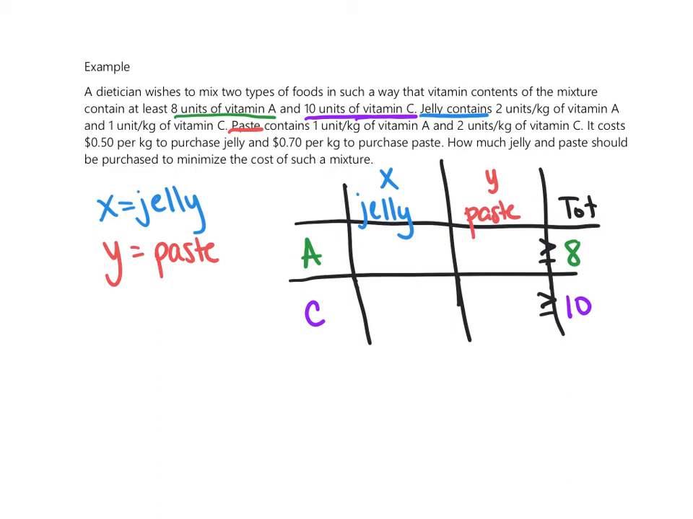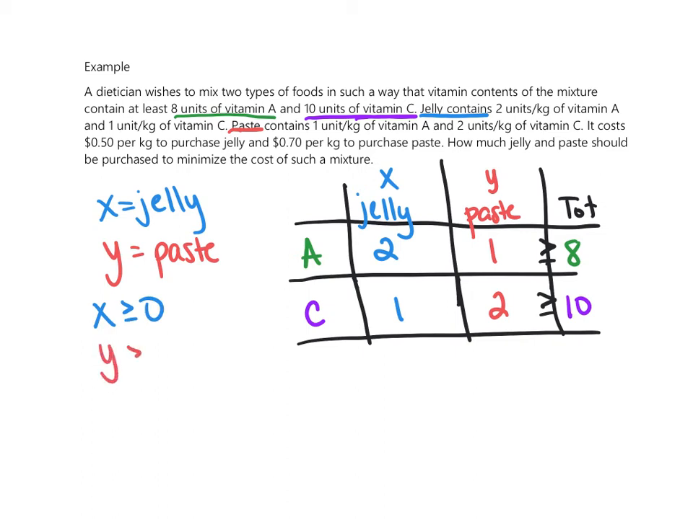I know that jelly contains, I'm sorry, 1 unit of vitamin A. Jelly contains 2 units of vitamin A and 1 unit of vitamin C. And I know that paste contains 1 unit of vitamin A and 2 units of vitamin C. So you can see these are going to be my equations that I've created. And I need to create the non-negative restraints. So I know that x has to be greater than or equal to 0, and that y has to be greater than or equal to 0. So I have to make some jelly, I have to make some paste.